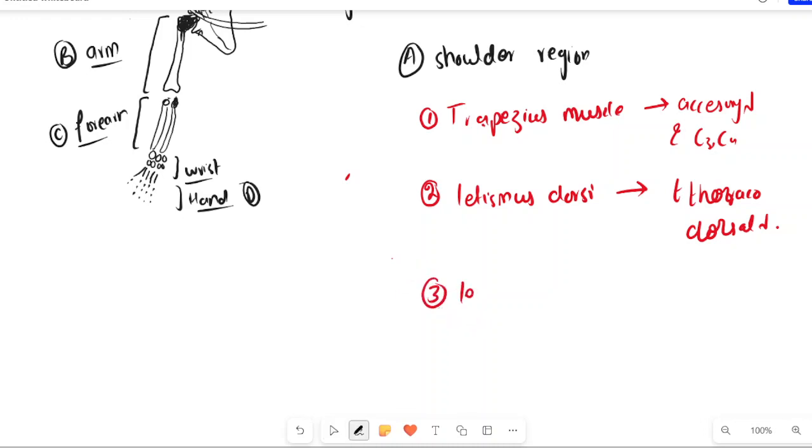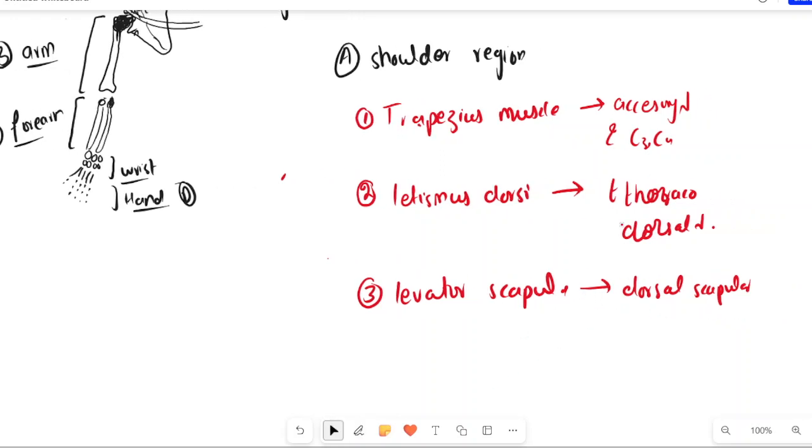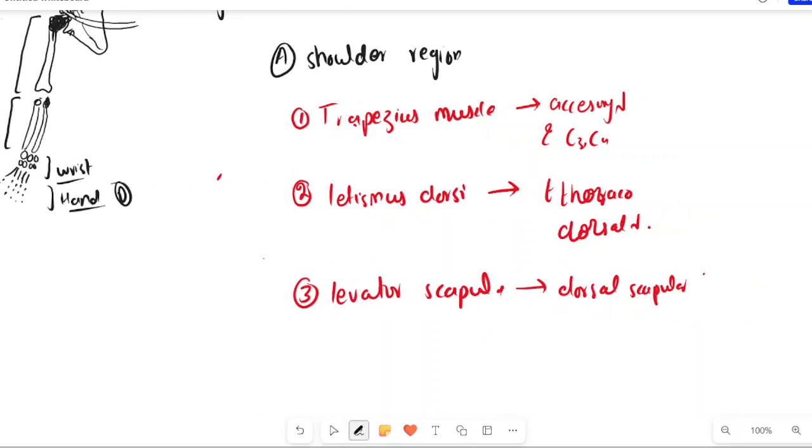The third muscle is levator scapulae. Levator scapulae is supplied by C3 and C4 and the dorsal scapular nerve. Dorsal scapular nerve, and C3 and C4.